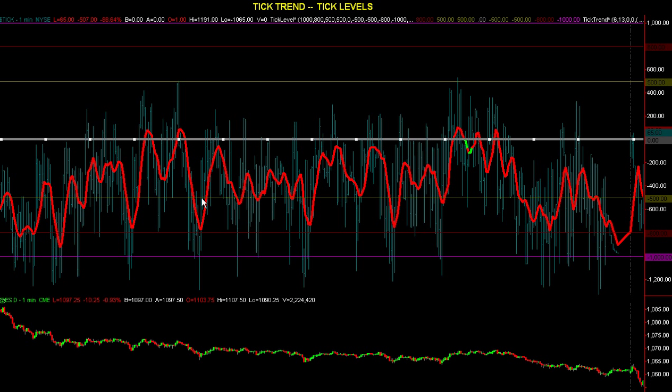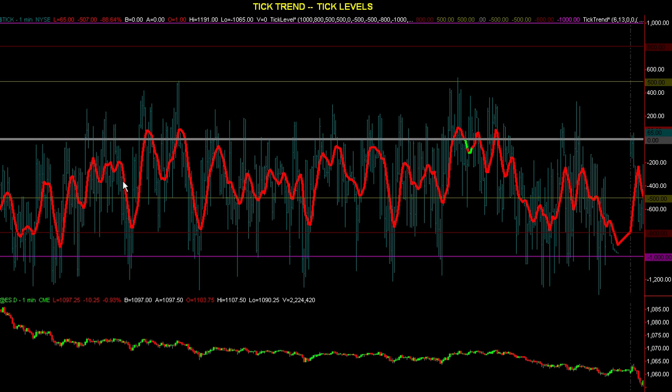the tick trend simply does what the name of it says. It gives me the trend of the ticks, and if it's a downtrend, it turns red. If it's an uptrend, it turns green. It turned green for a couple of minutes here. The rest of the day it was red.